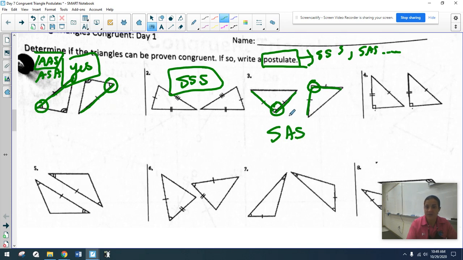Now, I have to decide and make sure the angle's included. If the angle is not included, this is a no. My angle is included though. If you notice, it's touching both S's, so this will work. If they had given you, say, this angle and that angle, then this would have been a no because the angle is not included.